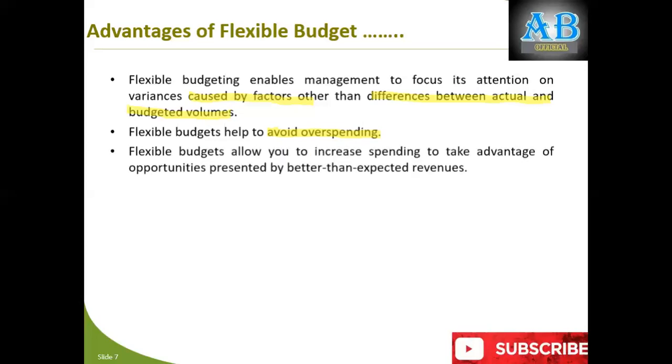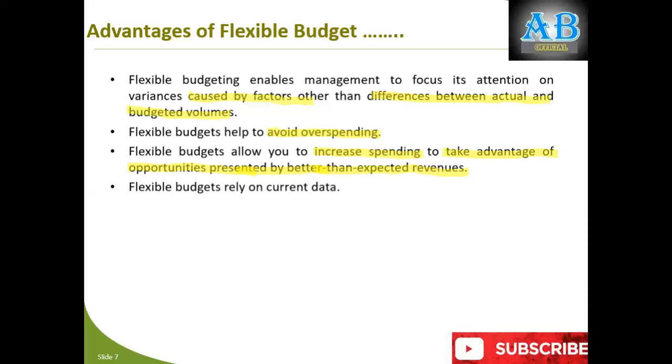Flexible budget allows you to increase spending to take advantage of opportunities. Now, in one case, you can increase your costing budget when you may feel that the additional revenue which you are generating by increasing your activity level is greater than the cost which you are incurring. So in that case, you can increase your cost budget to avail the benefits of having additional revenues.